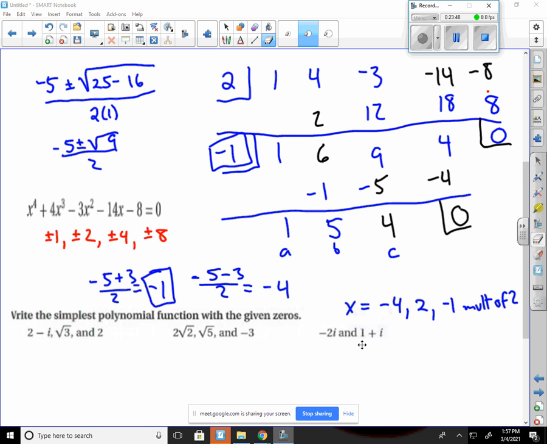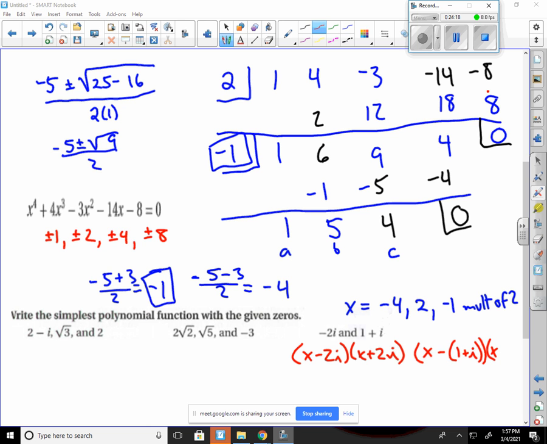For the third one, we had a 1 plus i, so we know that we can do that same thing. Here we have the -2i. So you do x minus 2i, x plus 2i, and then for 1 plus i, do x minus 1 plus i, and then x minus 1 minus i. So that's the third.